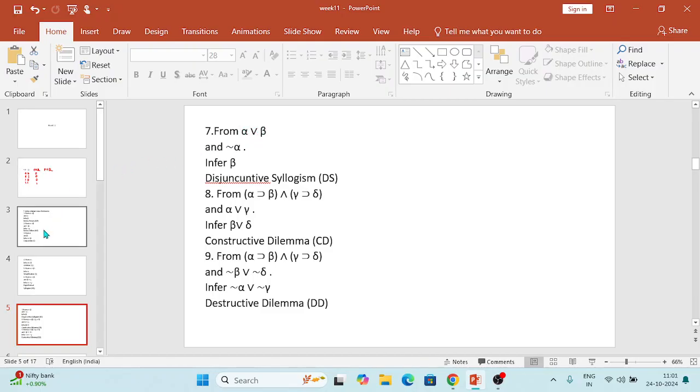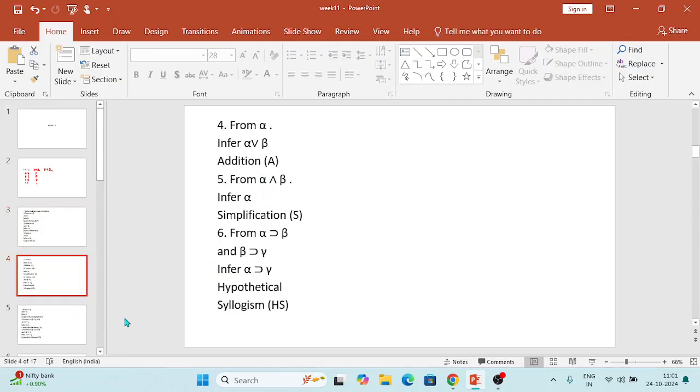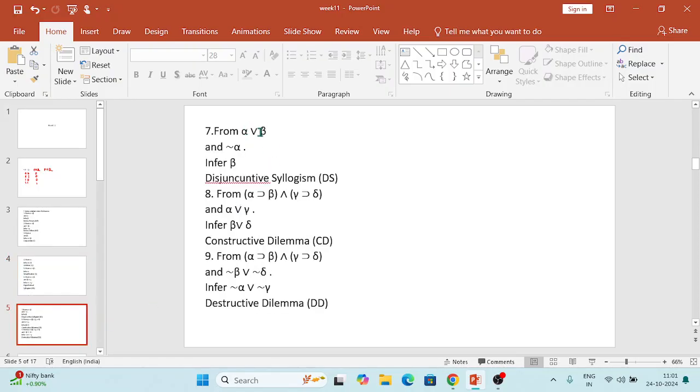You need to remember, don't get confused with all these rules. Alpha implies beta, alpha true, beta true; not beta, not alpha. Alpha or beta, not alpha, we can infer beta. This is called disjunctive syllogism. If alpha implies beta and gamma implies gamma, then we can write alpha or gamma.